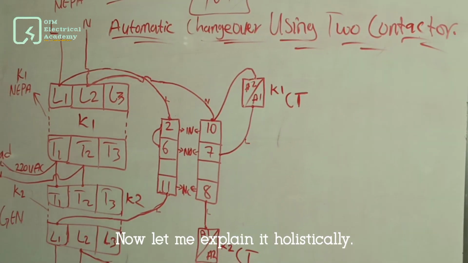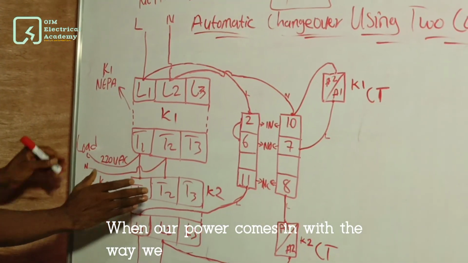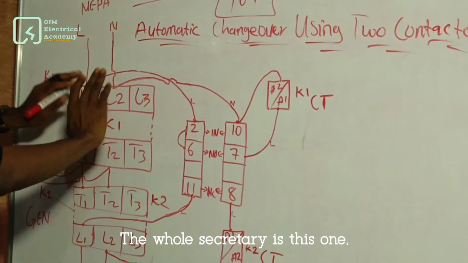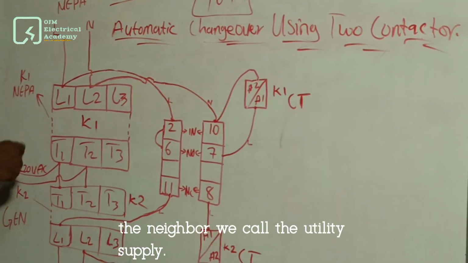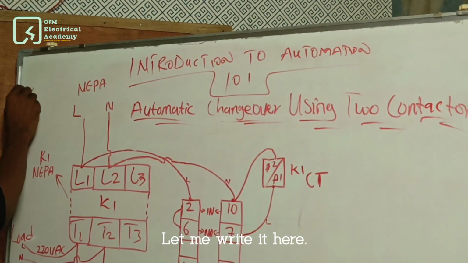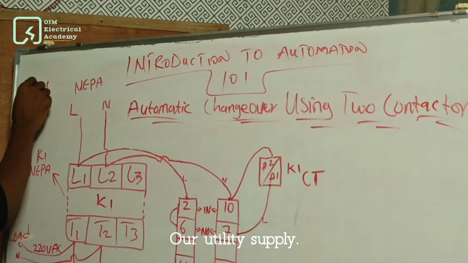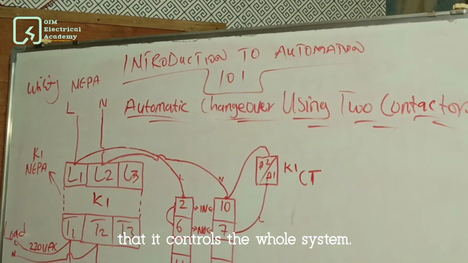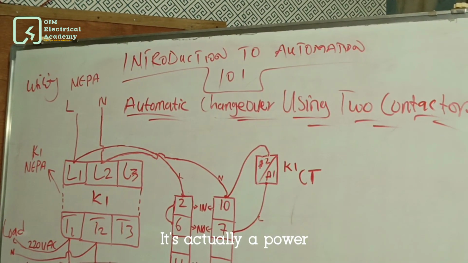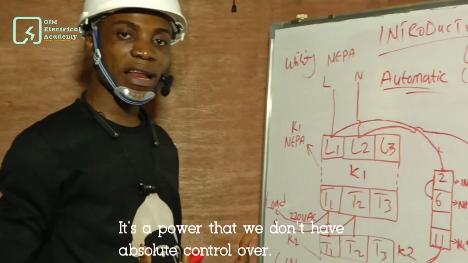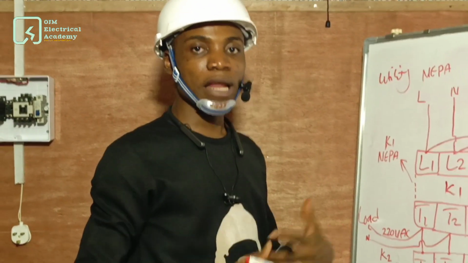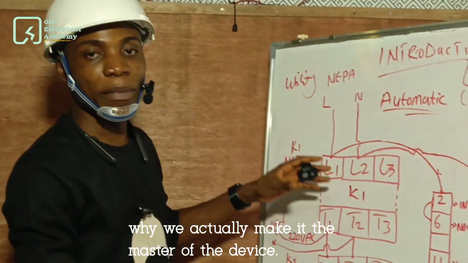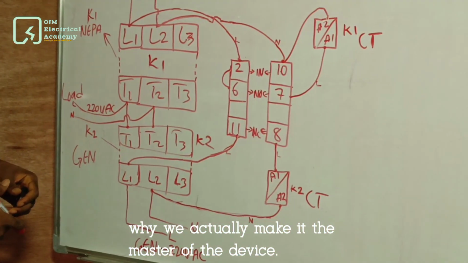Now let me explain it holistically. When our power comes in, with the way we configured this particular system, the power that is supposed to control the whole circuitry is the NEPA, which we call the utility supply. Let me write it here. Utility supply means that it controls the whole system. It's a power that we don't have absolute control over. NEPA can come in anytime and leave anytime. So that's the reason why we make it the master of the device.